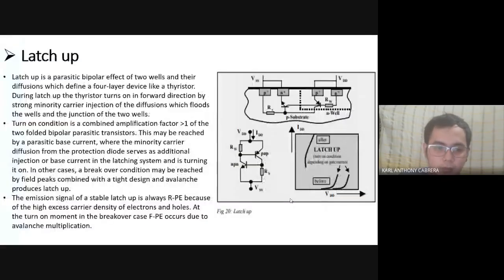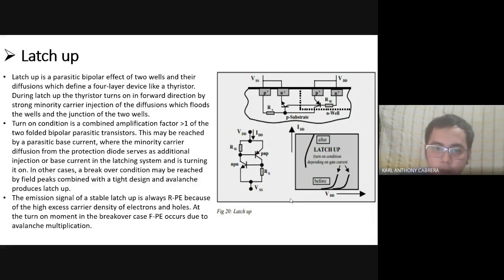Next is latch up. Latch up is a parasitic bipolar effect of two wells and their diffusions, which define a four-layer device like a thyristor. During latch up, the thyristor turns on in forward direction by strong minority carrier injection of the diffusions, which floods the wells and the junction of the two wells.